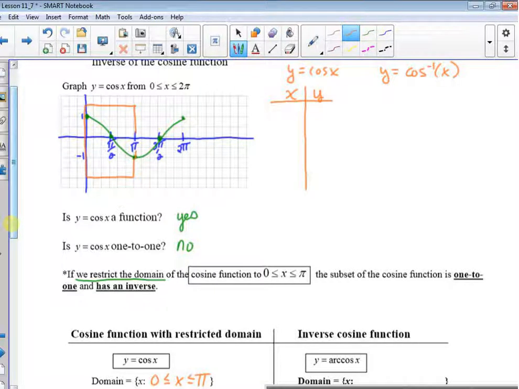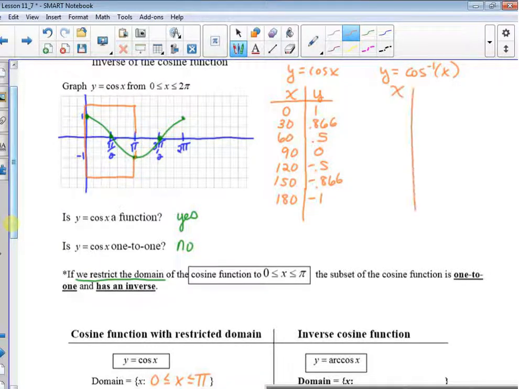So for y equals cos x, I'm at 0, 1, and then I'm going to go 30. At 30, I'm at 0.866. At 60, I'm at 0.5. At 90, I'm back to 0. At 120, I am at -0.5. At 150, I'm at -0.866. And at 180, we are at -1. So the inverse would just be those points flipped.